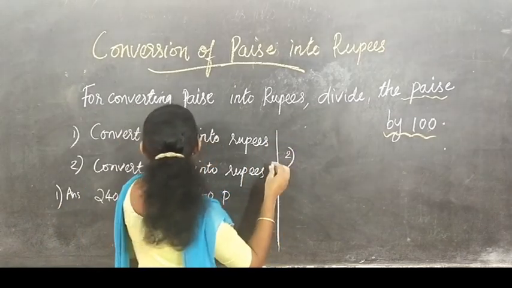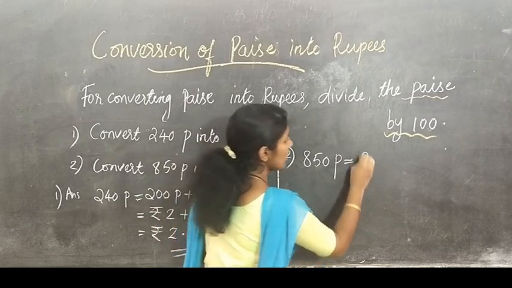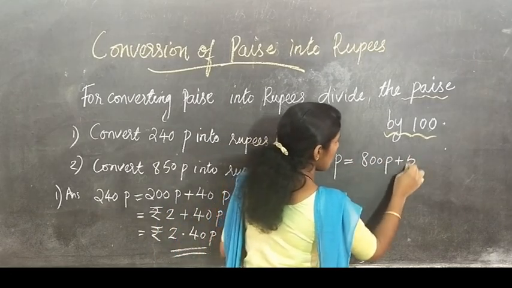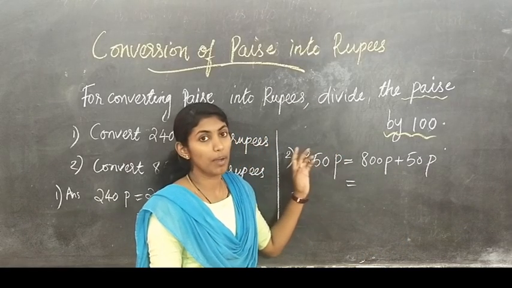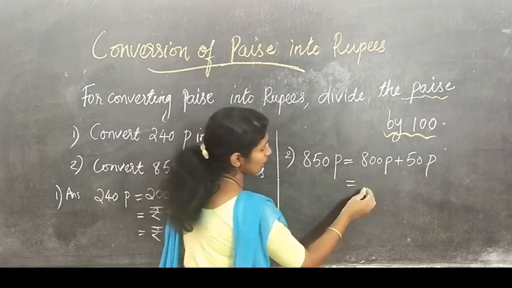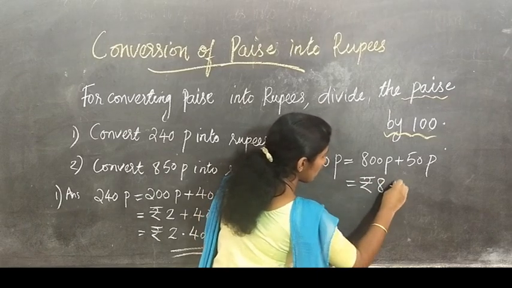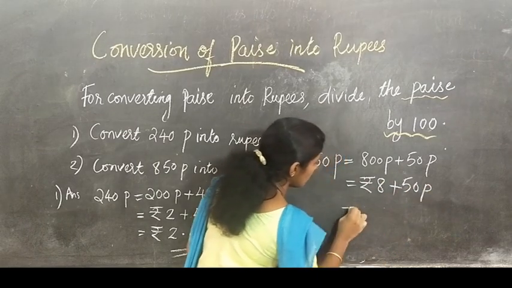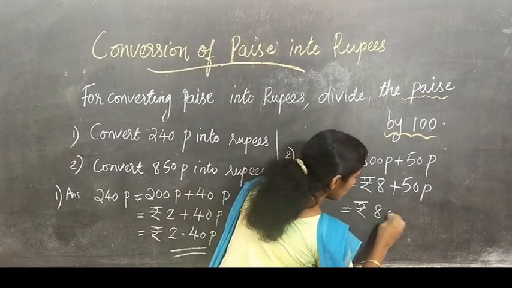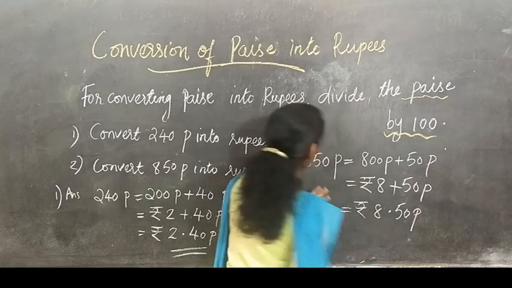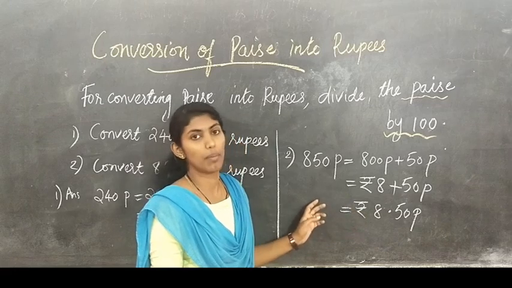Then second question, we have to convert 850 paisa into rupees. That is 850 paisa can be written as 800 paisa plus 50 paisa. And we have to convert this 800 paisa into rupees by dividing by 100. That is 800 divided by 100 we have 8. That is rupees 8 plus 50 paisa. Then next step, rupees 8 and instead of this plus we have to put one dot and 50 paisa. That is 850 paisa equal to rupees 8.50.